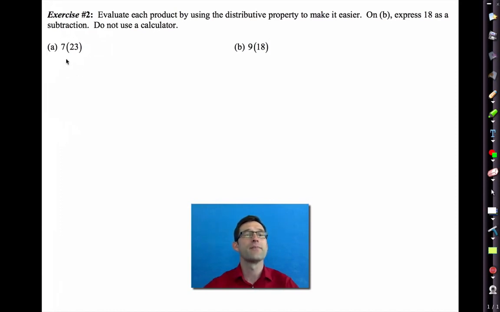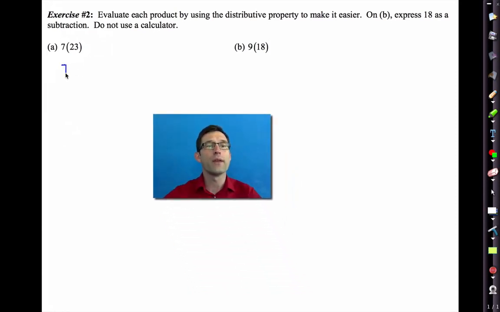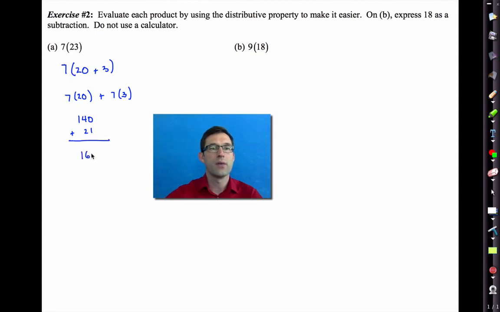Let's take a look at letter A. So the whole point is that we can think of 23 as 20 plus 3. The distributive property now says, well, I can do 7 times 20 and 7 times 3. Hopefully both of these are easier than this one. 7 times 20 is 140. 7 times 3 is 21, so I get 161. 7 times 23 is 161.